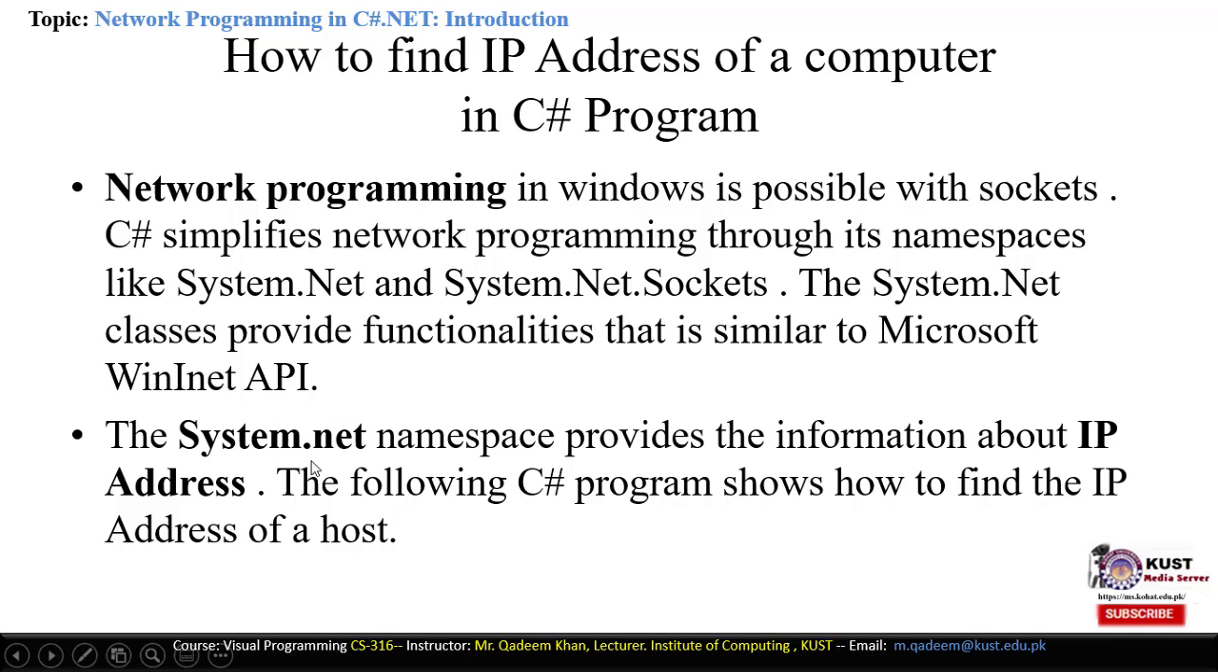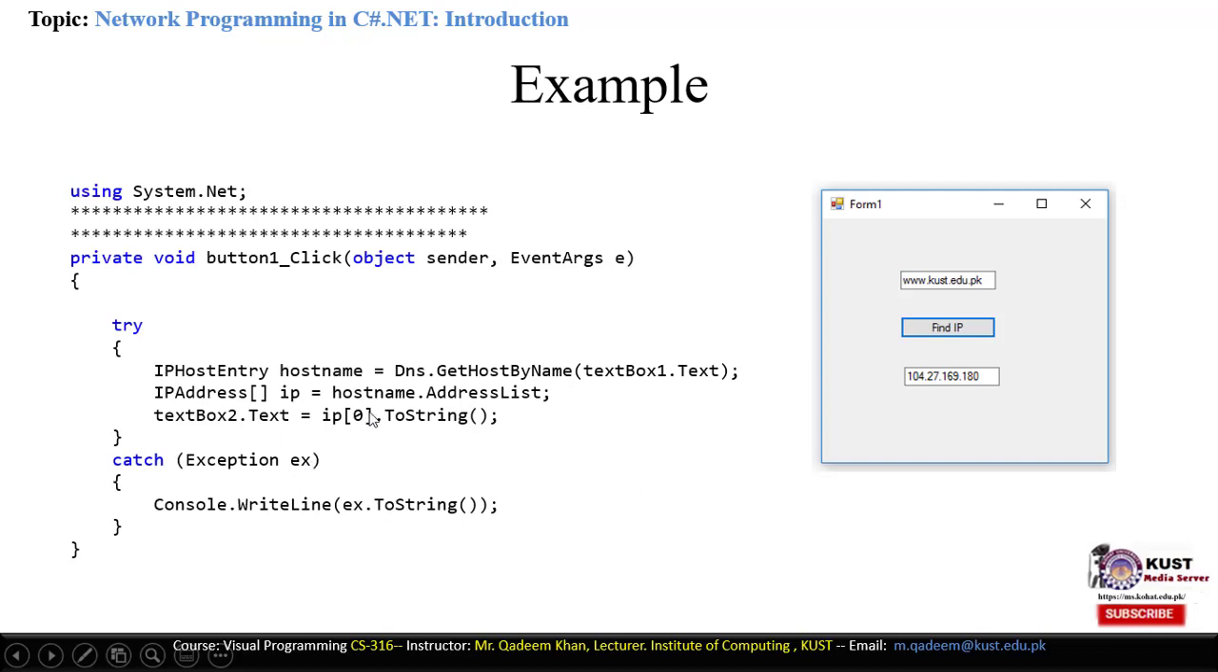So here is the program which finds the IP address from any URL. For example, if you type www.kust.edu.pk and click the Find IP button, then the IP will be displayed here. For this purpose you need the using System.Net library also. Then it is the private void button1_Click event handler. Here we have the try catch statements.